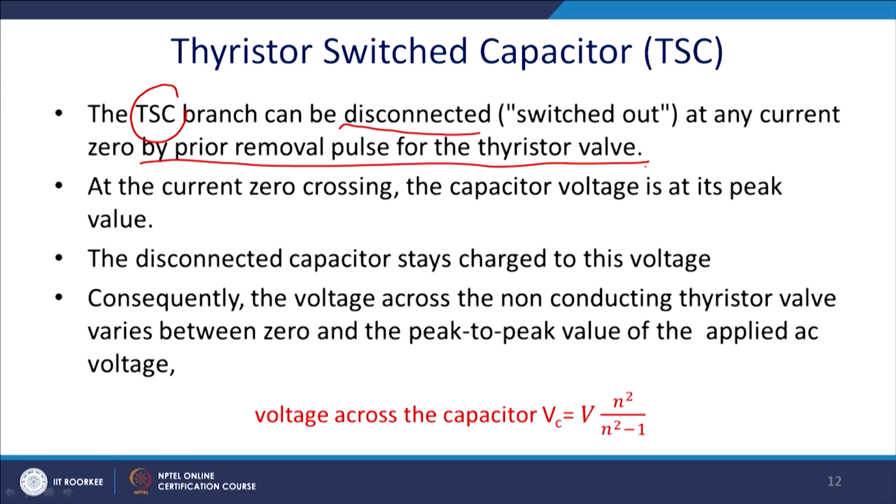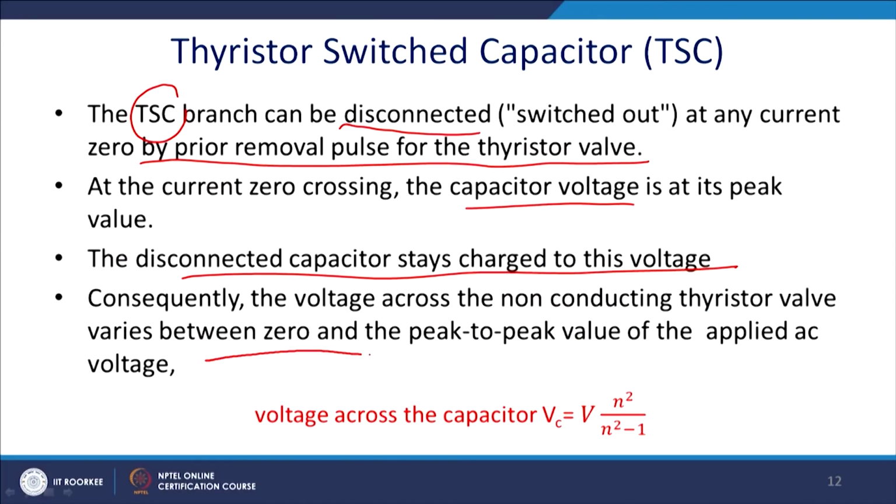At zero current crossing, the capacitor voltage is at peak value. So, we have to keep in mind these things. The capacitor is holding the maximum value when you are switching off the thyristors. Thus, the disconnected capacitors stay charged at this voltage, and you require an alternate safety mechanism to discharge the capacitor.